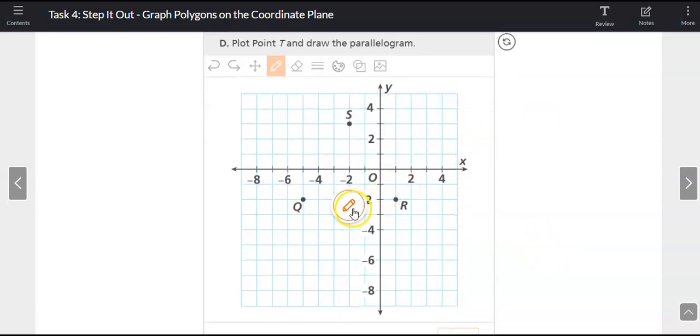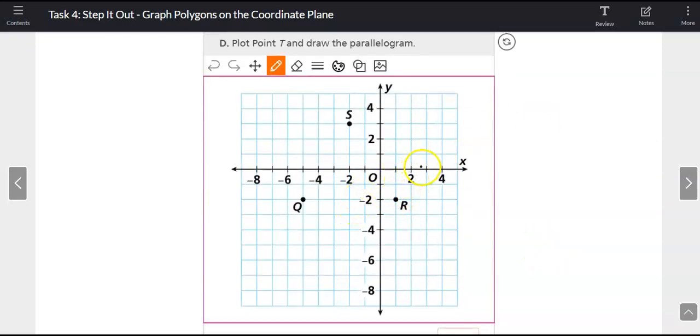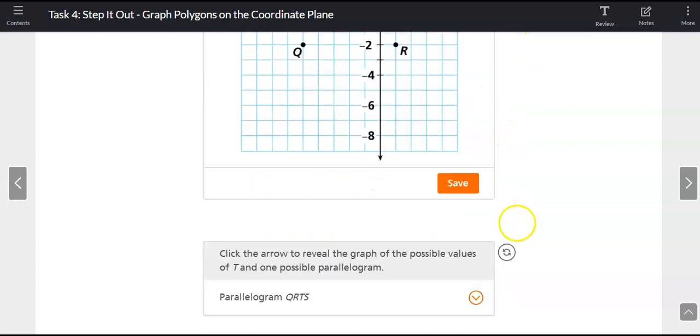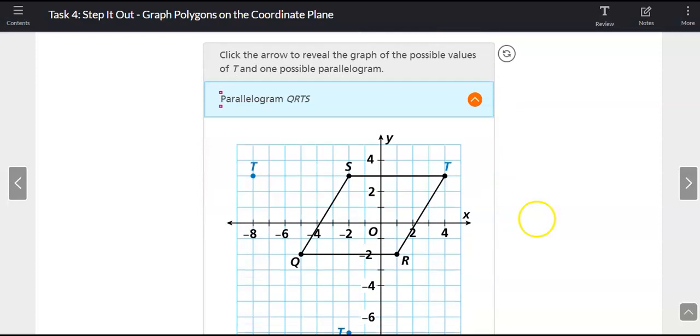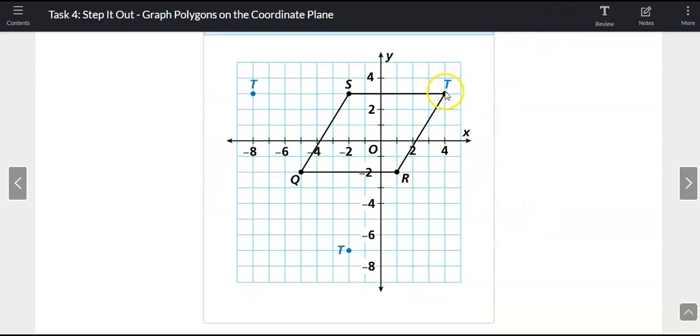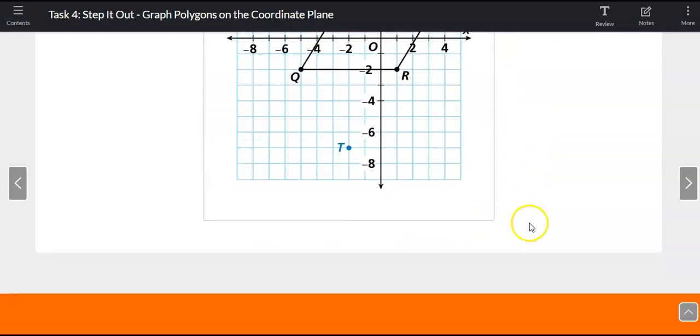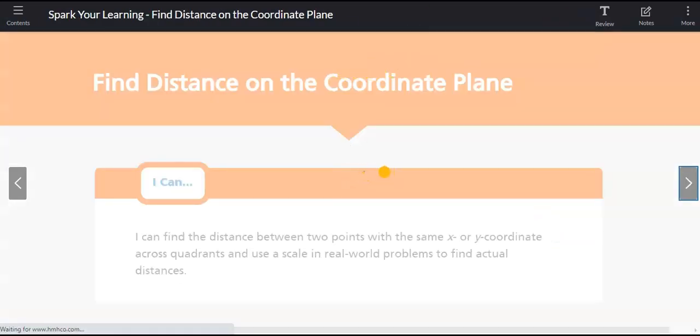Okay, let's look at D. One of them that you could use, I'm going to use 4, 3 right here, and this would be T. So I plotted this point. You could also plot this one right here or this one up there. And that's all there is for this one, because the next one brings you to the next lesson. So we are done with Build Understanding.